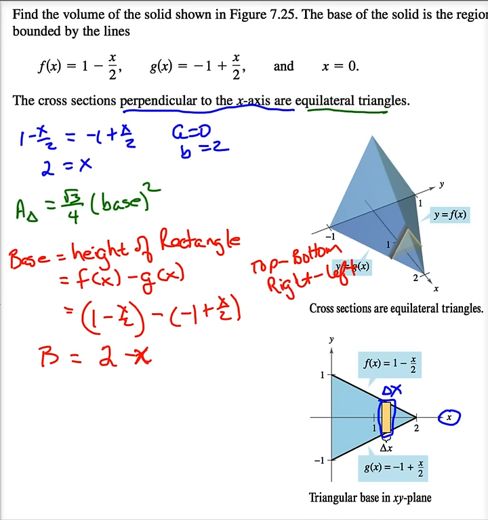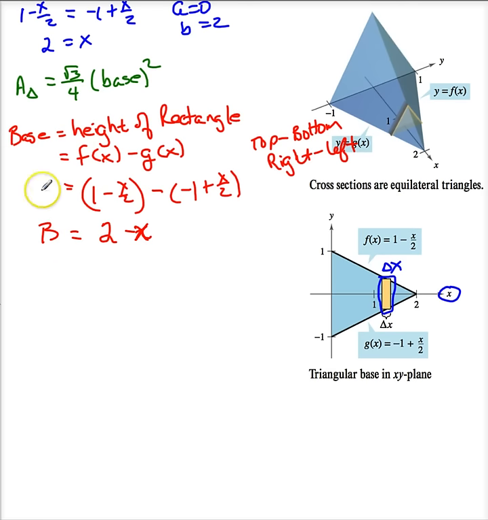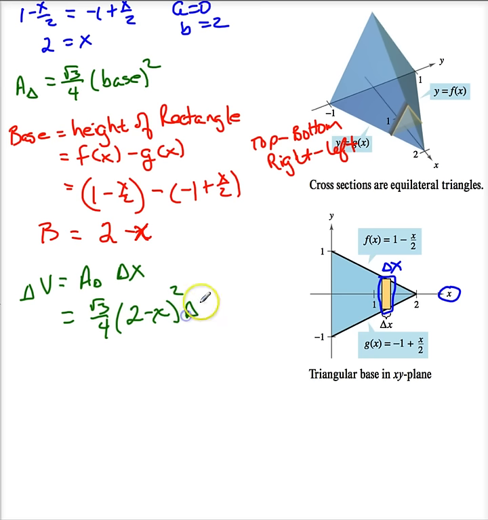Now, what is the differential volume going to be? Well, the differential volume is just this area of my triangle times delta x. I know I've got a lot of triangles there. So what is the area of my triangle? Well, it's square root of 3 divided by 4 times the base, which is 2 minus x squared, times delta x. This is the volume of one of these little slices here.